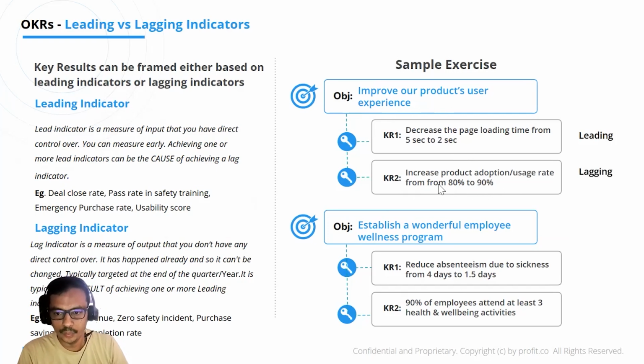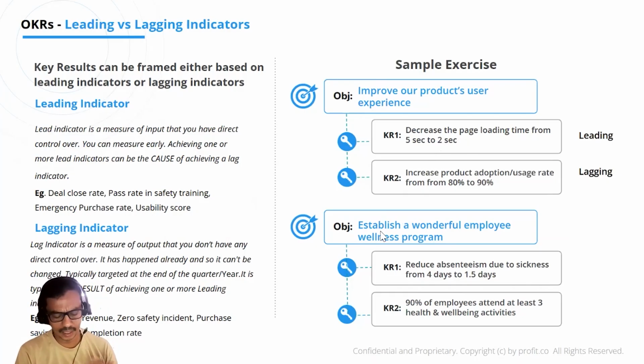In order for your customers to adopt your product or increase the usage rate of your product, you are going to solve all these problems like decreasing the page loading time and solving other UI, UX issues so that your customers use your product for a longer period of time. So here, the page loading time decrease is going to act as a leading indicator, which is going to measure the progress of your objective, whereas the product adoption or usage rate is going to measure the success of your objective, which is to improve our product user experience.